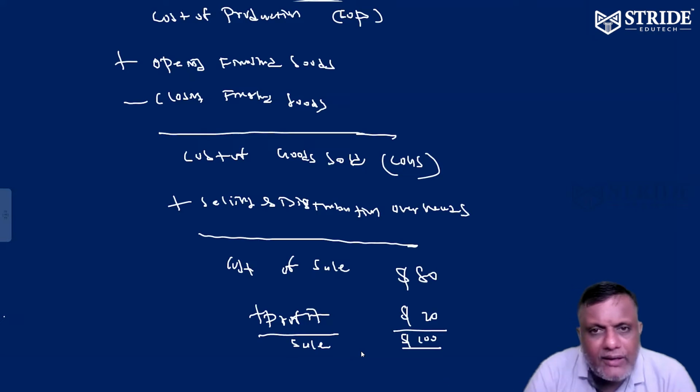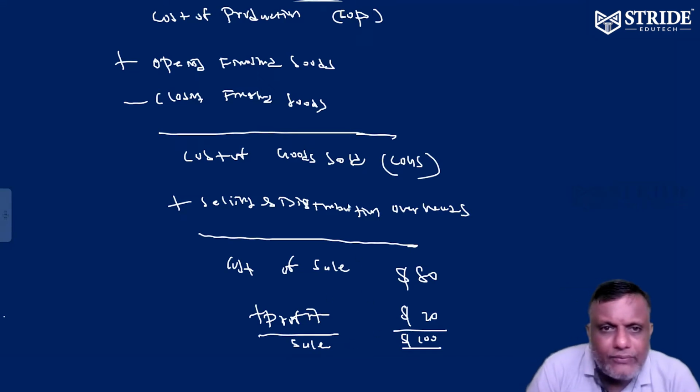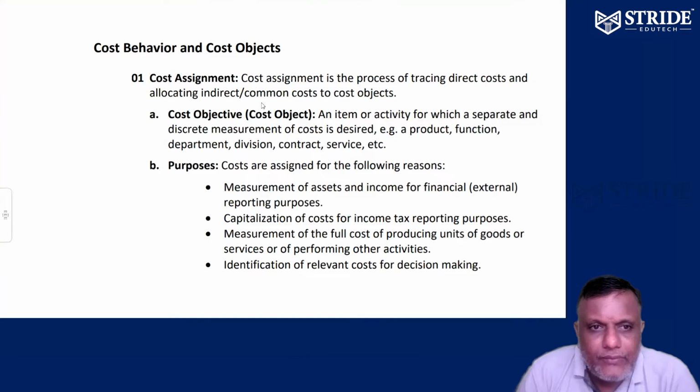I'm going to segregate it later, when I'm solving MCQs. What is the material consumed value? What is the COGS value? What is the COP value? What is the COS value? What is the sale amount? These kinds of tricks I'm going to apply. So let's see the next one, cost behavior and cost object.